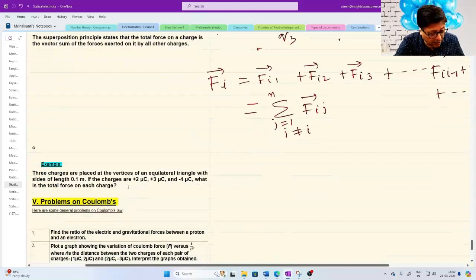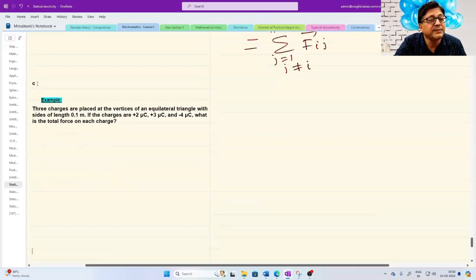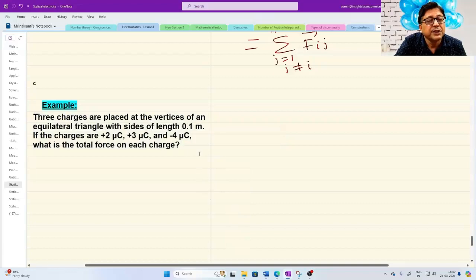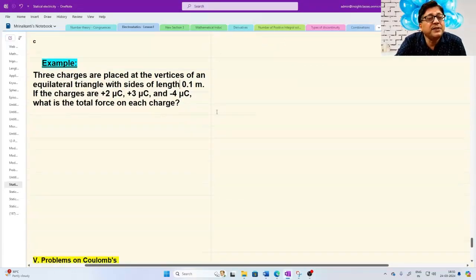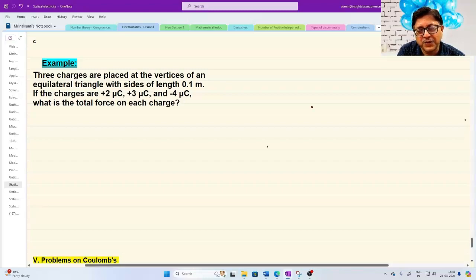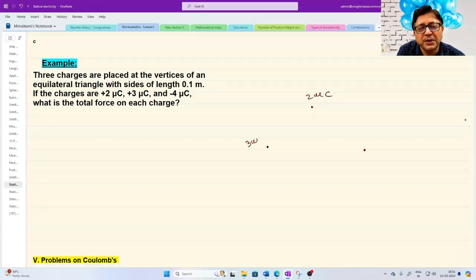Let us apply the concept in solving one sum here. Okay? Read the sum here carefully. Three charges are placed at the vertices of an equilateral triangle with sides this. If the charges are 2 microcoulomb, 3 microcoulomb, minus 4 microcoulomb, what is the total force on each charge? So three charges are there. 2 microcoulomb, 3 microcoulomb, minus 4 microcoulomb. This is A, B, and this one is C.